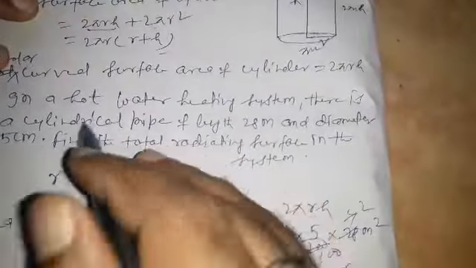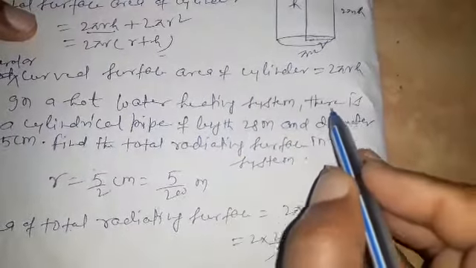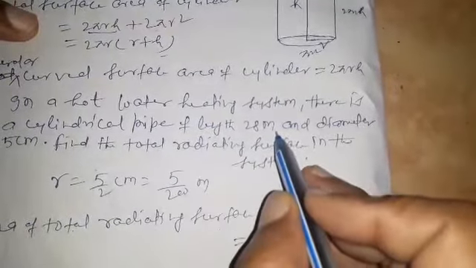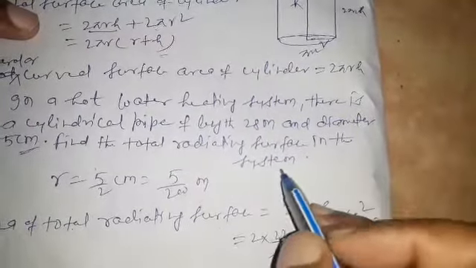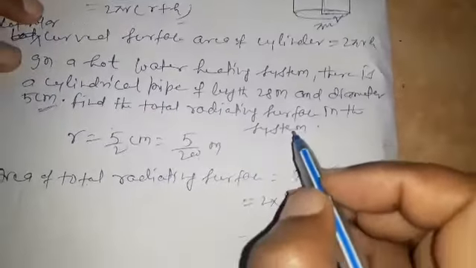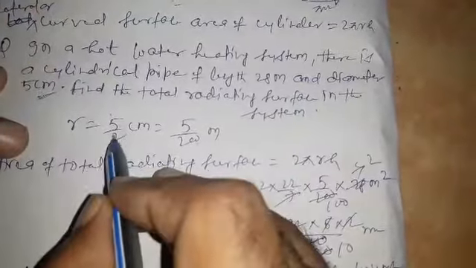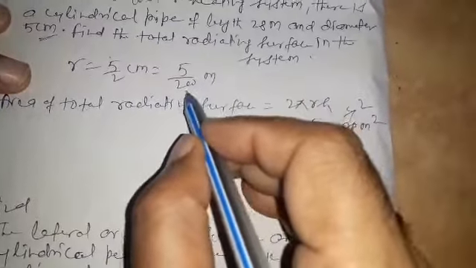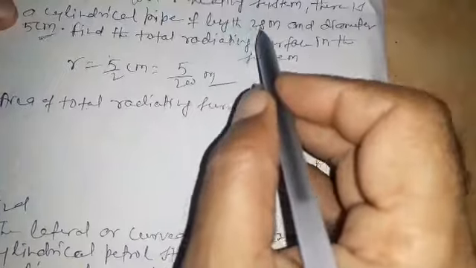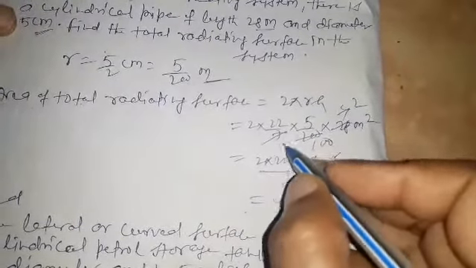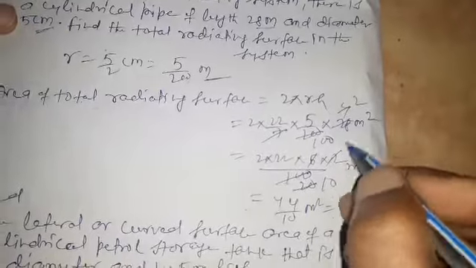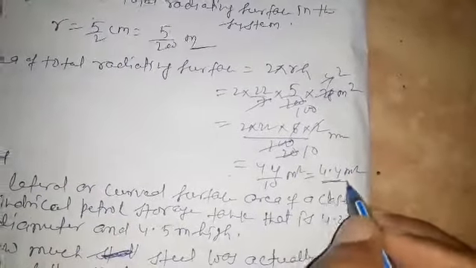We have a question, which we have already studied in class 8. In a hot water heating system, there is a cylindrical pipe of length 28 meter and diameter 5 centimeter. Find the total radiating surface in the system. So radiating surface means 2 pi r h. The diameter is 5 centimeter, so the radius is 5 by 2 centimeter, that is 5 by 200 meter, and the length of the pipe is 28 meter. So the area of total radiating surface is 2 pi r h, 2 into 22 by 7 into 5 by 200 into 28. After calculation, we will find 4.4 meter square.